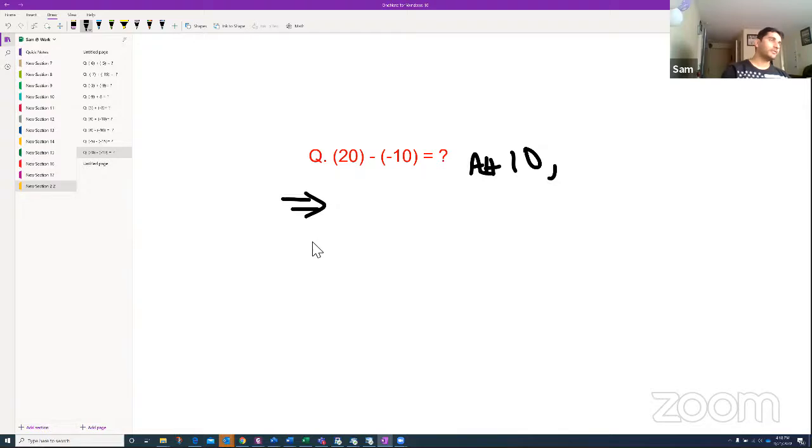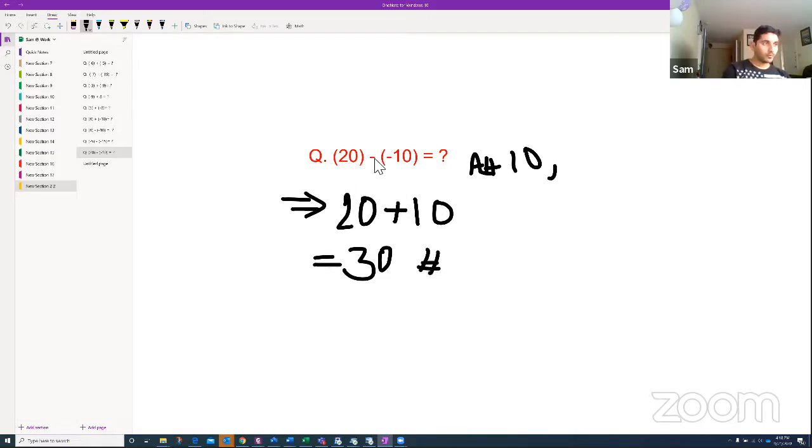Okay, let's work on this. So we have a 20. Then we have a negative times negative. Okay, negative times negative, that's going to be positive. If you open that bracket, it's going to be 10. So we have 20 plus 10. That means 20 plus 10 is going to be 30. Okay. 30 is the right answer for this one.